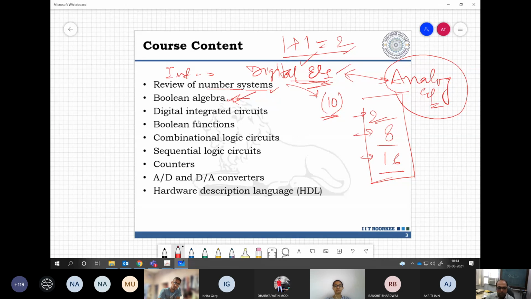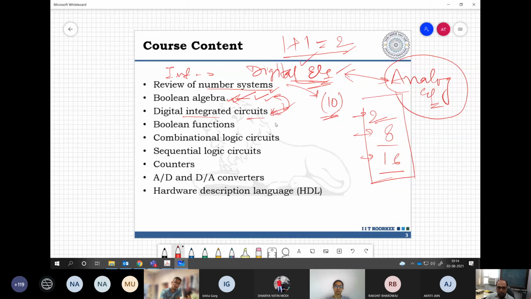Then there are some digital integrated circuits. This basically indicates how we are realizing these circuits or these conditions or these logic states. How are we realizing them practically? Or do we have something ready-made available in nature which we can use directly for our application of digital electronics? If not, then what to use, what to do?